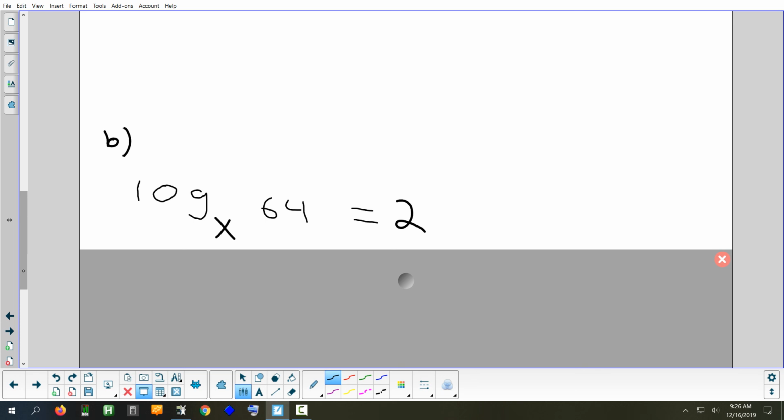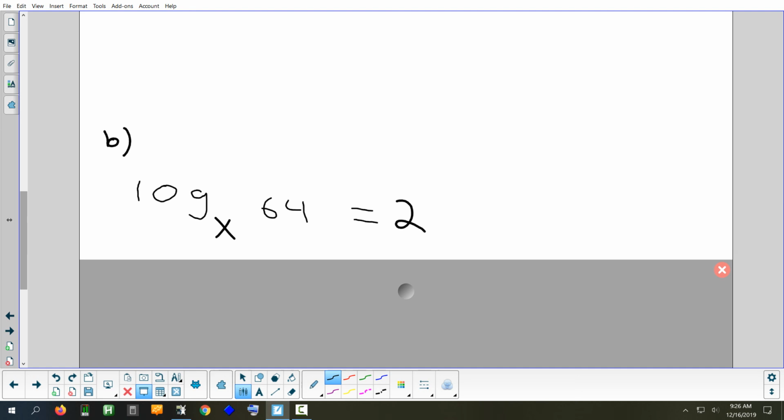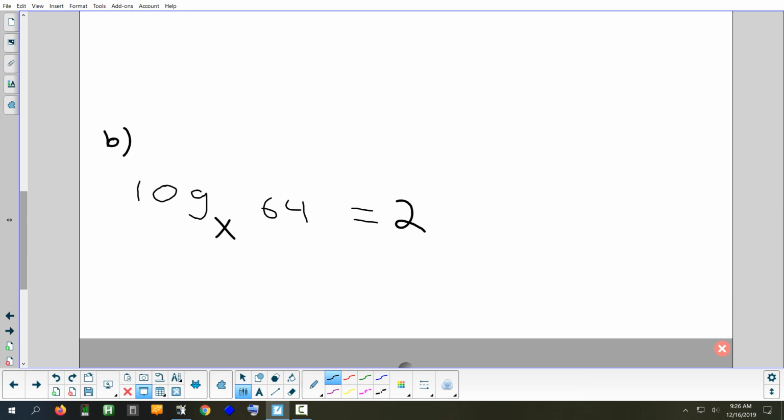So Elizabeth, what would be my first step? Well, you have to convert it to an exponential equation. Yeah. X squared. Perfect. So we change it to an exponential. X is the base. Logarithm equals the exponent. Argument ends up by itself.